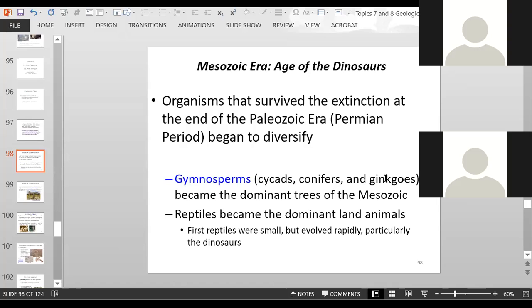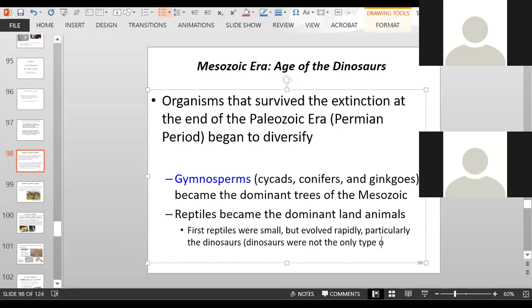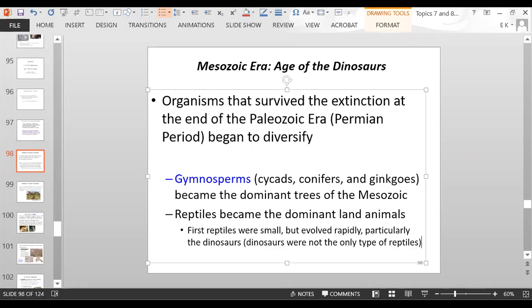Reptiles now became the dominant land animals. The first reptiles were small, but they evolved rapidly, particularly the dinosaurs. Now, dinosaurs are not the only reptiles, okay? So just keep in mind, dinosaurs were not the only type of reptiles. Okay, so the dinosaurs definitely evolved rapidly into being larger animals.